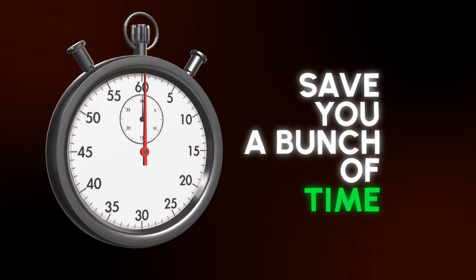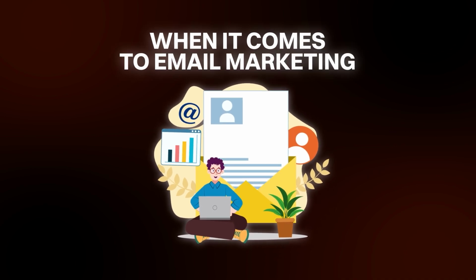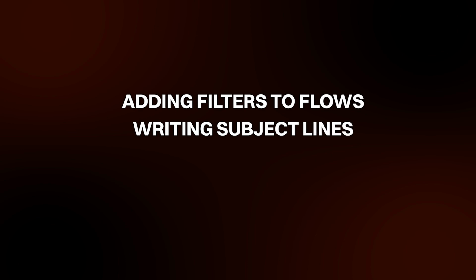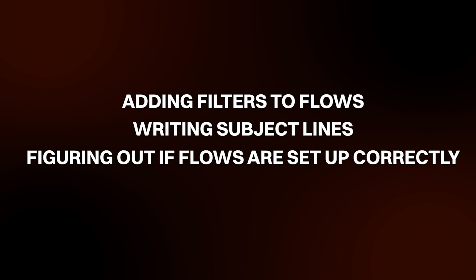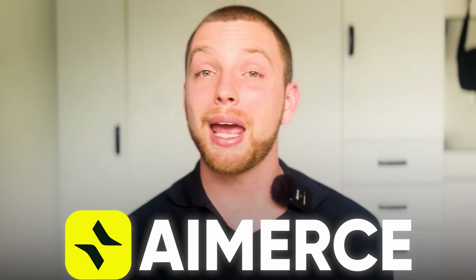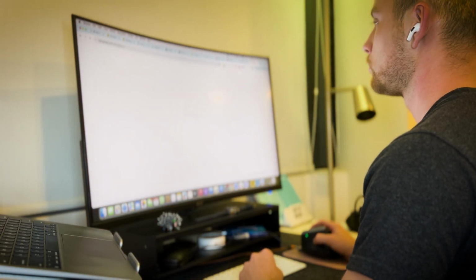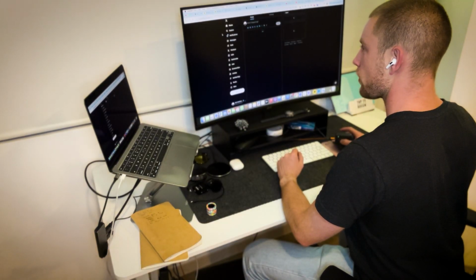What AIM tries to do is essentially save you a bunch of time when it comes to those tedious, nitty-gritty tasks in relation to email marketing. Think adding filters to flows, think writing subject lines, figuring out if you've actually set this flow up properly, seeing if you've actually attached UTM tracking to all of your emails. This takes myself and my team a bunch of time, and what Aimerse has done with this tool for me and how we're using it is create something that allows us to check everything incredibly quickly and also apply really quick fixes.